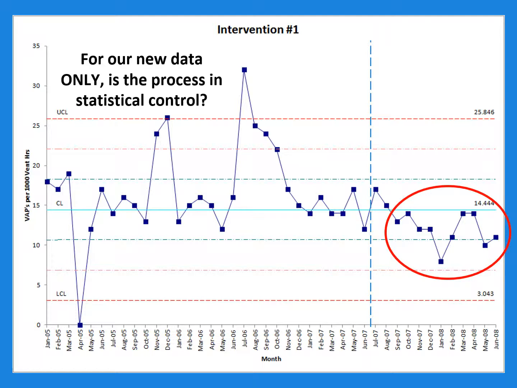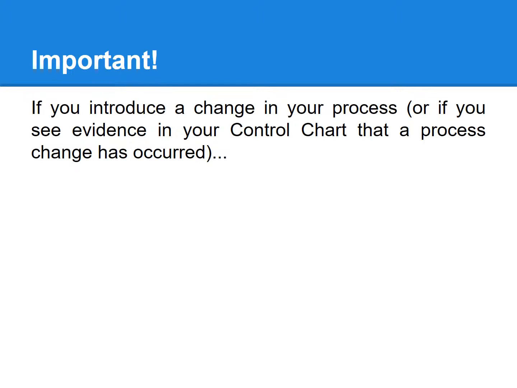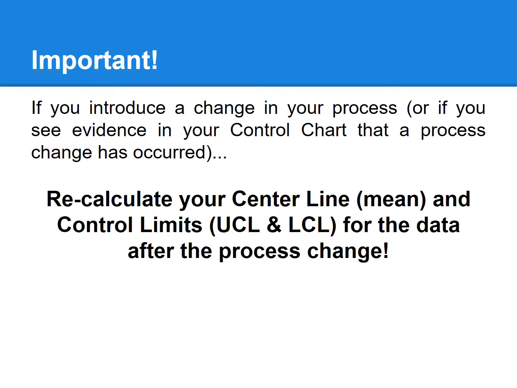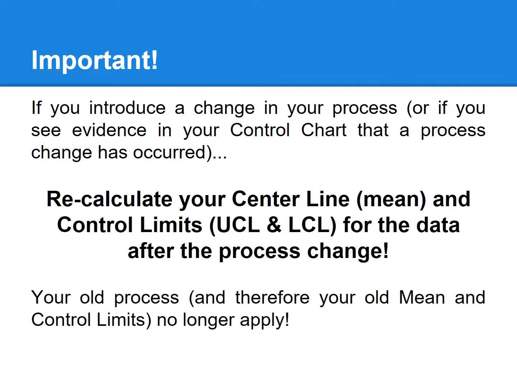So what happened? This is a perfect example of how if you introduce a change into your process through an intervention, or if you see evidence that you think one has occurred in your control chart, you have to recalculate your center line and your control limits for the data after that process change, because you're no longer measuring the same process as you were before. Your old process, and therefore your old mean and control limits, no longer apply to your new data.